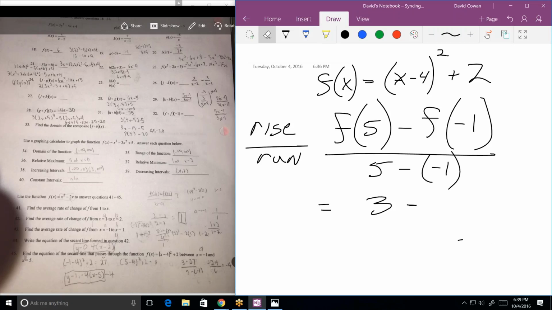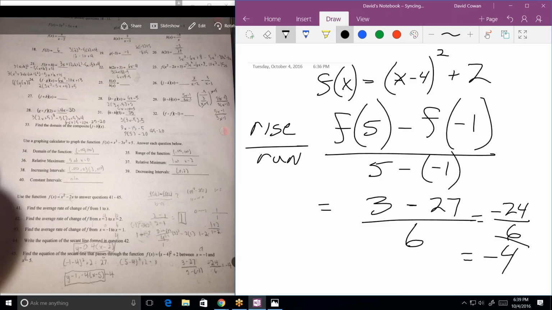Let's see. We got our f of 5 was 3. F of -1 is 27. All divided by 5 minus -1, which is 6, which now becomes -24 over 6, which becomes -4. That's our slope. That's also our rate of change. And now we have a point, do we not?